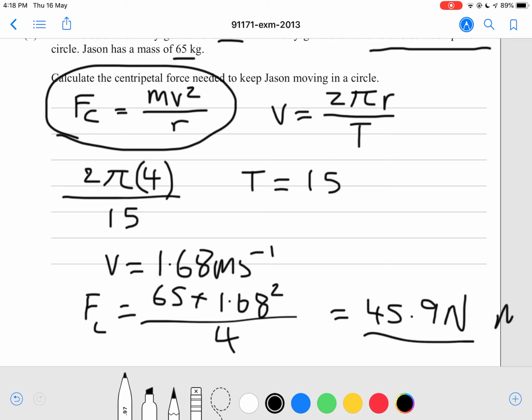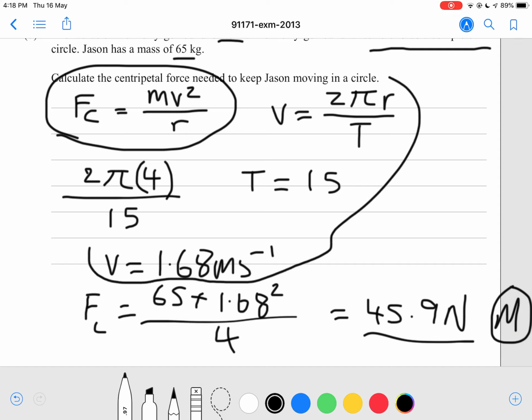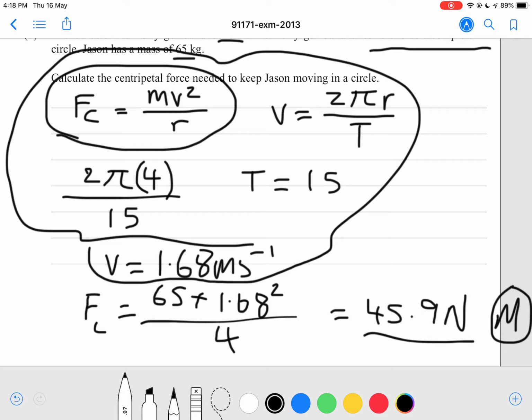Getting all the way up to here gets you a merit grade. And finding out the correct velocity, so getting all the working included, v equals 1.68 meters per second, that gets you an achieved.